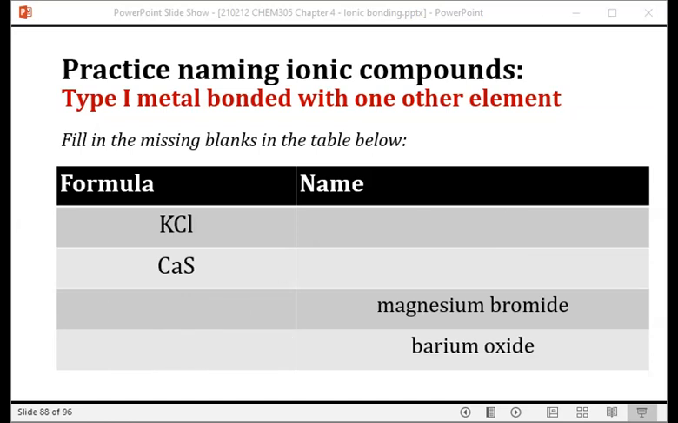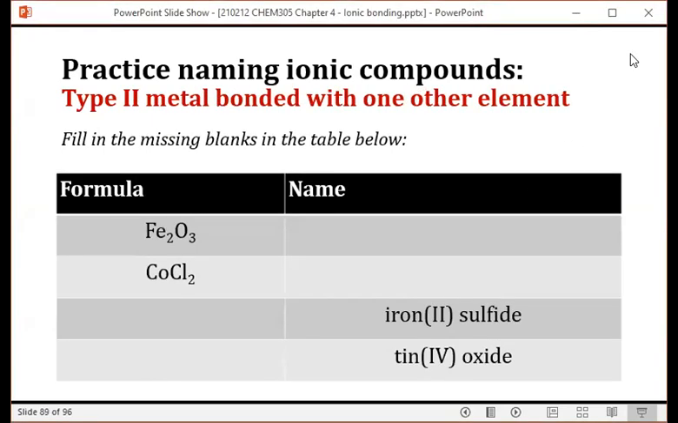Okay, let's do some more. Let's try some with type 2 metals. So again, type 2 metals are the metals in the middle of the periodic table, where their charges could be different depending on what they're bonded with. So when we write the names for type 2 metals, the name is always going to have a Roman numeral that shows the charge on the metal ion. Type 1 metals should never have Roman numerals because we always know their charge, and type 2 metals will always have Roman numerals because we need to specify what charge state they're in.